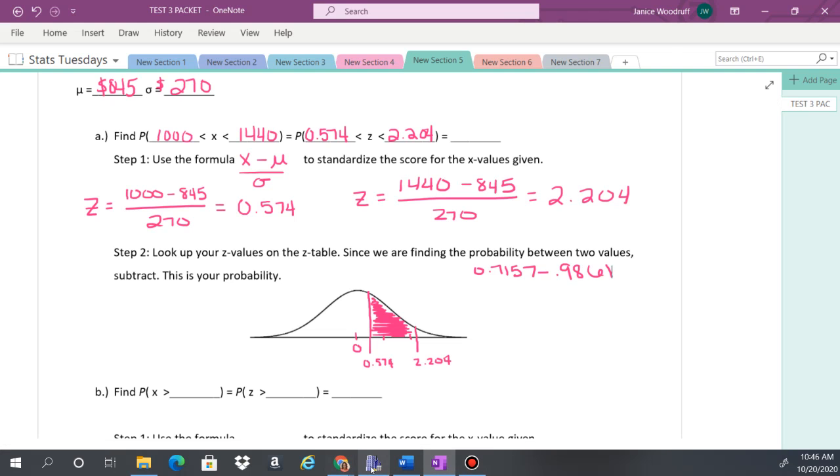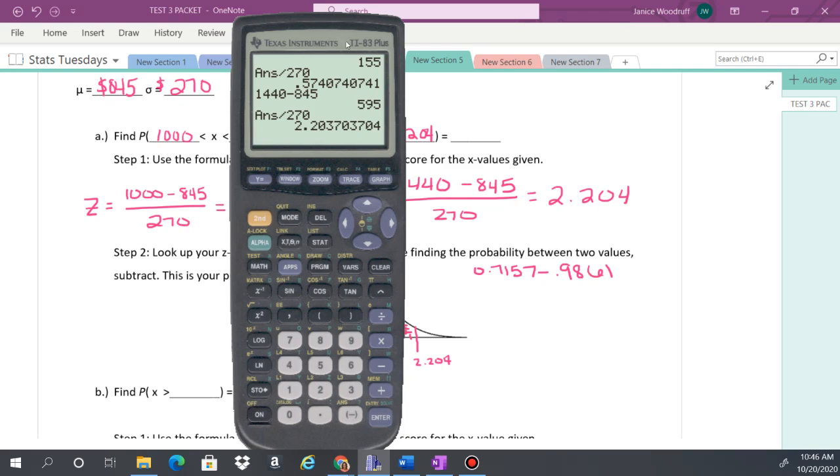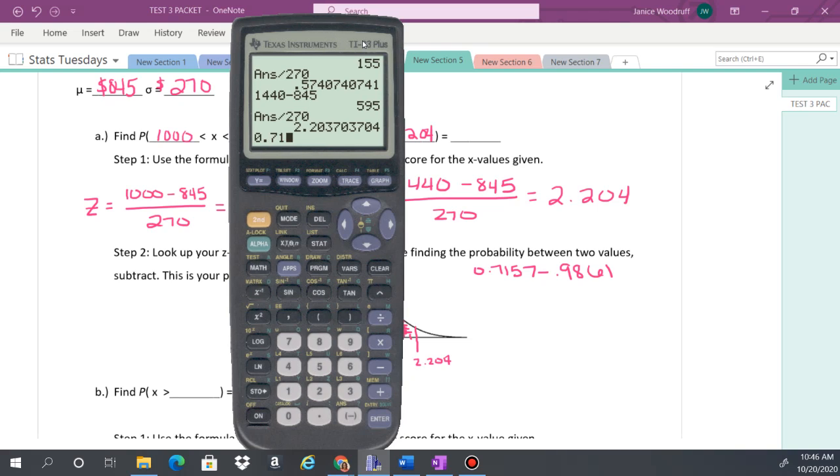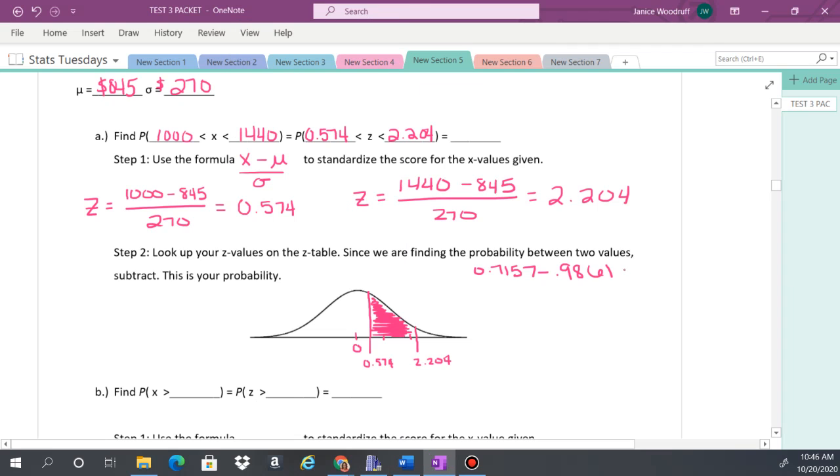Okay, so if I subtract those two numbers, I can get 0.2704, because remember, we do not want any negative percentages. So you just take that negative and throw it out. So 0.2704 would be that probability.